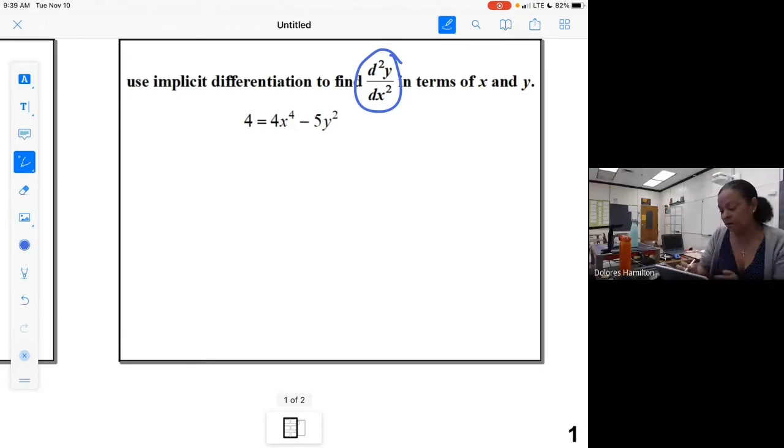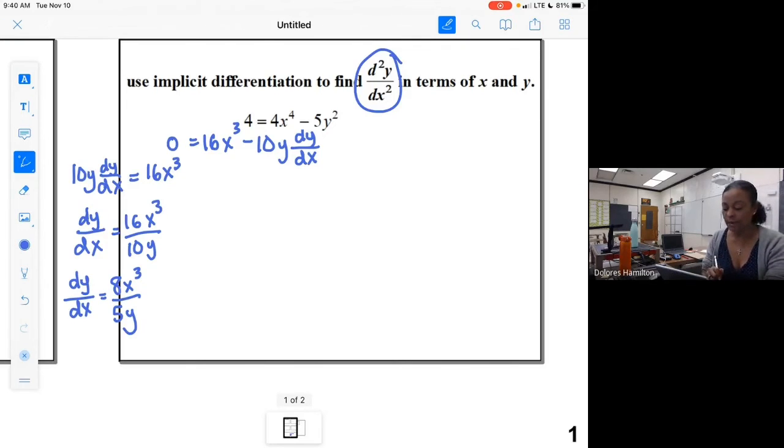So we know how to derive these now. So we'd end up with this step as our first derivation, and then we're going to get dy/dx by itself. So our dy/dx looks like that. So then the next part is I want to take the second derivative. So I'm going to derive that equation.